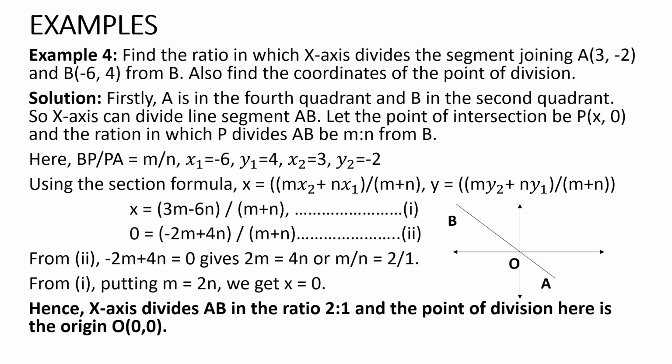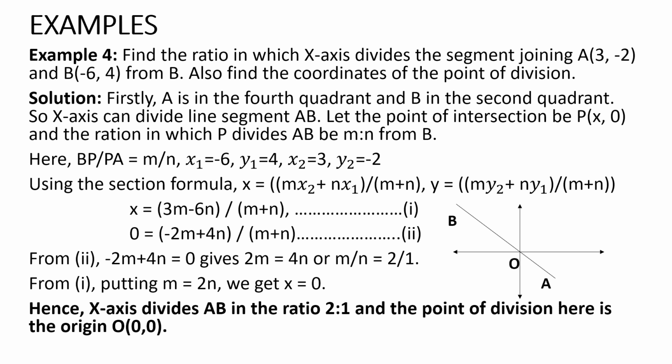Correct? Now let the point of intersection be P(x, 0) and the ratio in which P divides AB, let it be m:n, and it is given from B. So now we have B, our point of intersection, and then you have A. Now over here BP upon PA is equal to m upon n, the ratio. x1 is -6, y1 is 4, x2 is 3, y2 is -2. This is given. Now again over here we do not know the values of m and n. We have to find that ratio.